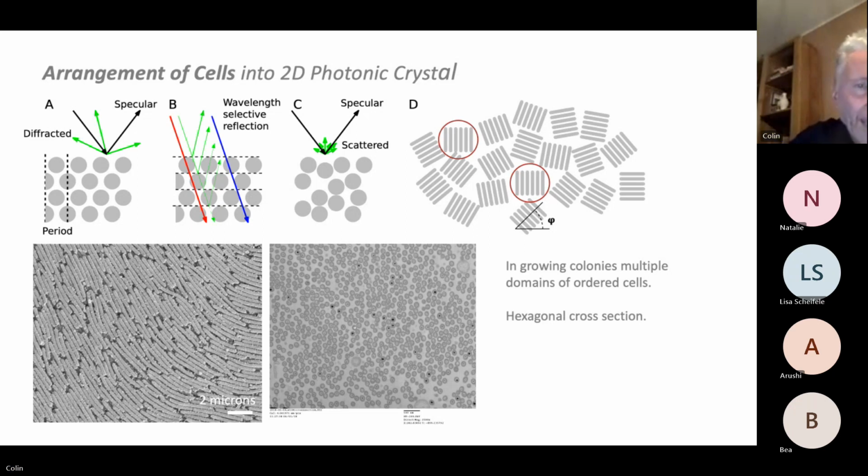But it's to do with the width of the cells and the gaps between the cells. And there are all of these layers. So from above you're seeing a fairly highly ordered colony by scanning electron microscopy. And then what is at least approximately a hexagonal cross section when you're looking through the colony by transmission electron microscopy. And it's this hexagonal cross section that's important in producing the color.